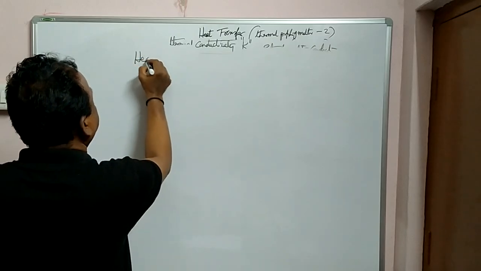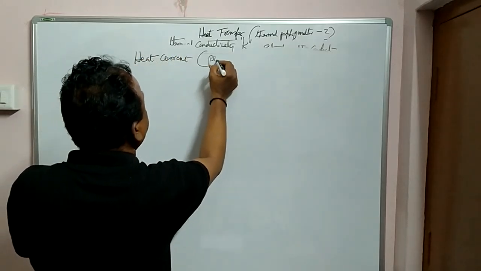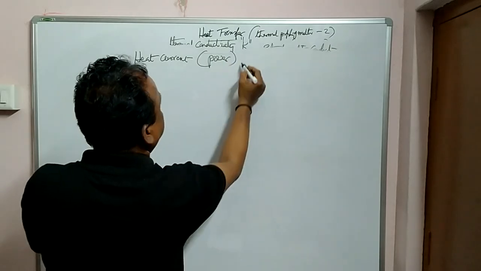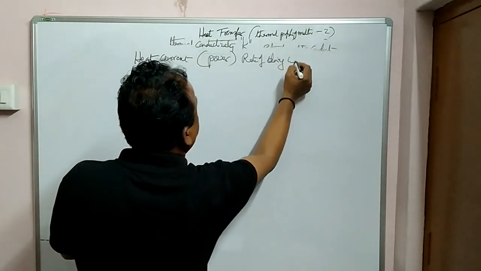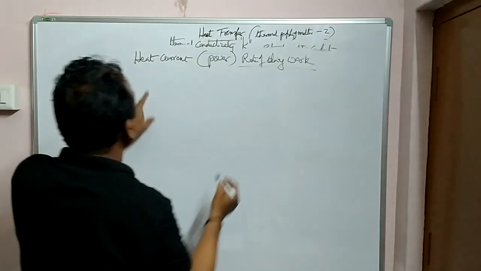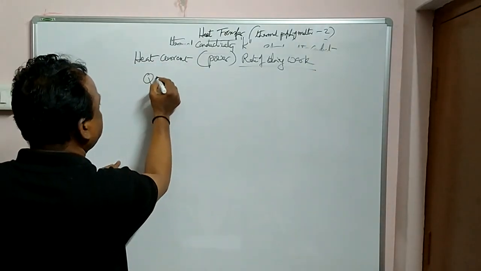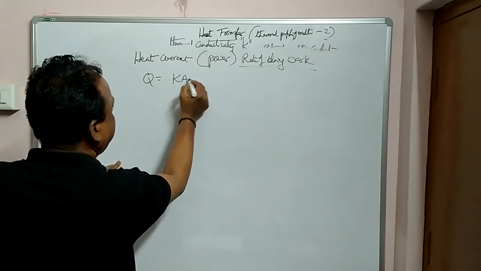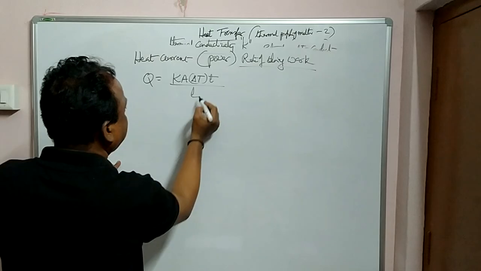Heat current. This is also called power, rate of doing work. Now, just now we have given for a steady state condition, what is Q? Q is equal to KA delta T into t by L.